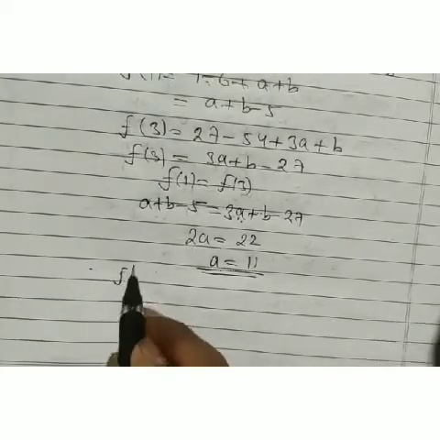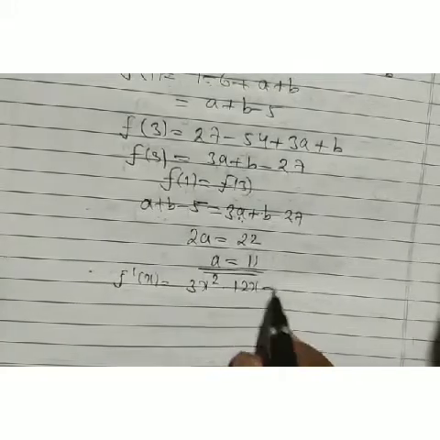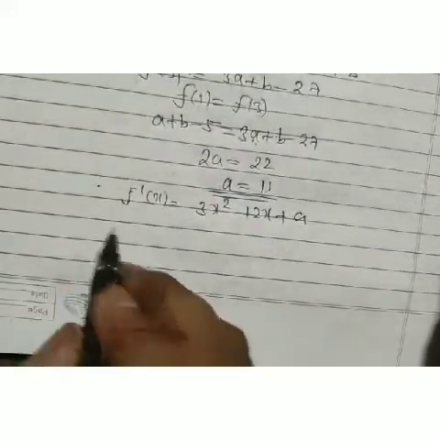But what is our f dash x? It is 3x square minus 12x plus a. Our f dash is what? 3x square minus 12x plus a. Now then, it holds for the value of c.